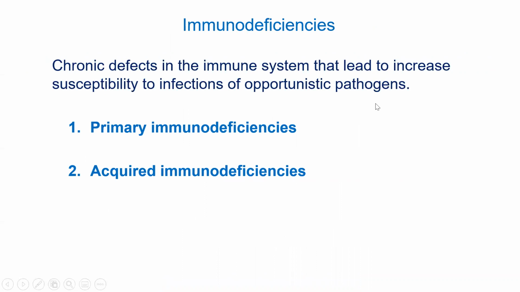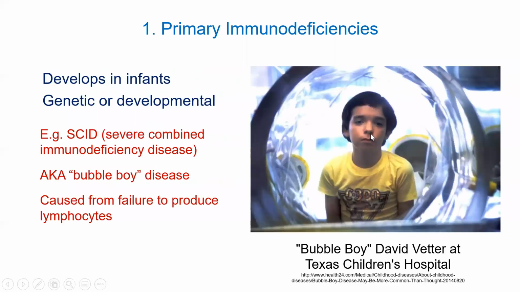Okay, so let's talk about immunodeficiencies and talk about AIDS. We classify immunodeficiencies into 2 categories, primary and acquired. So primary means you're born with it, right? So some sort of genetic disorder. There's actually a whole bunch of primary immunodeficiencies out there.